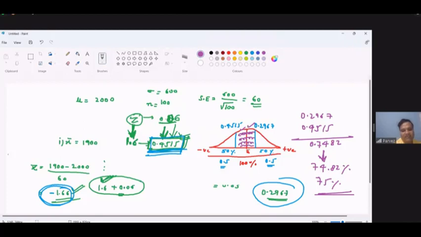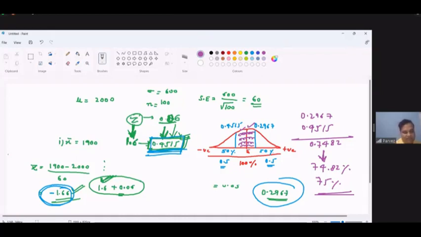Okay, so 75% of samples are there. What they have asked in the question, that is the only answer: 75%. So there is a 75% probability that the sample is falling between 1900 and 2050. You have to check what they have asked in the question. We have just replied in terms of percentage or probability.